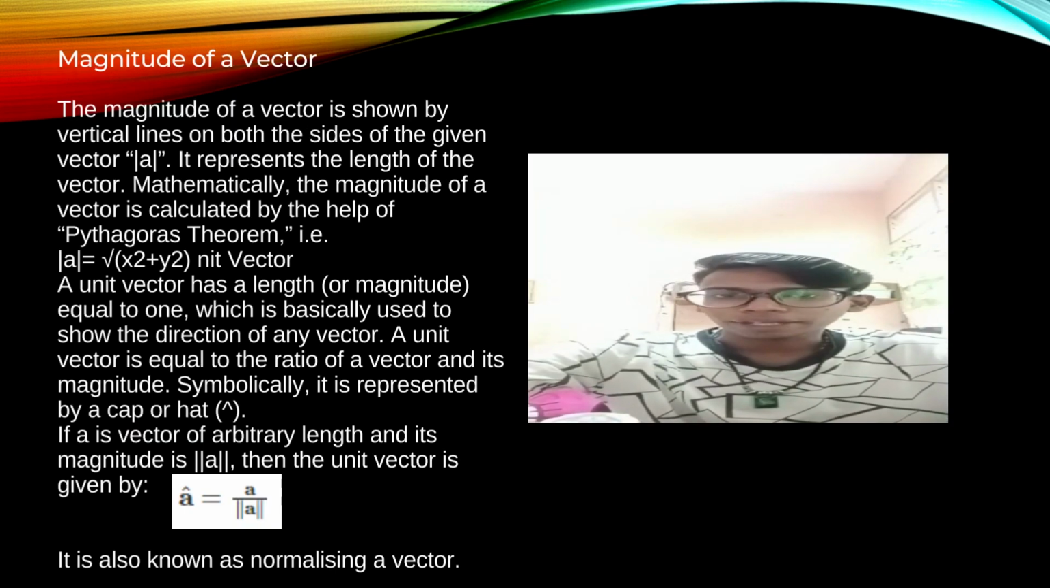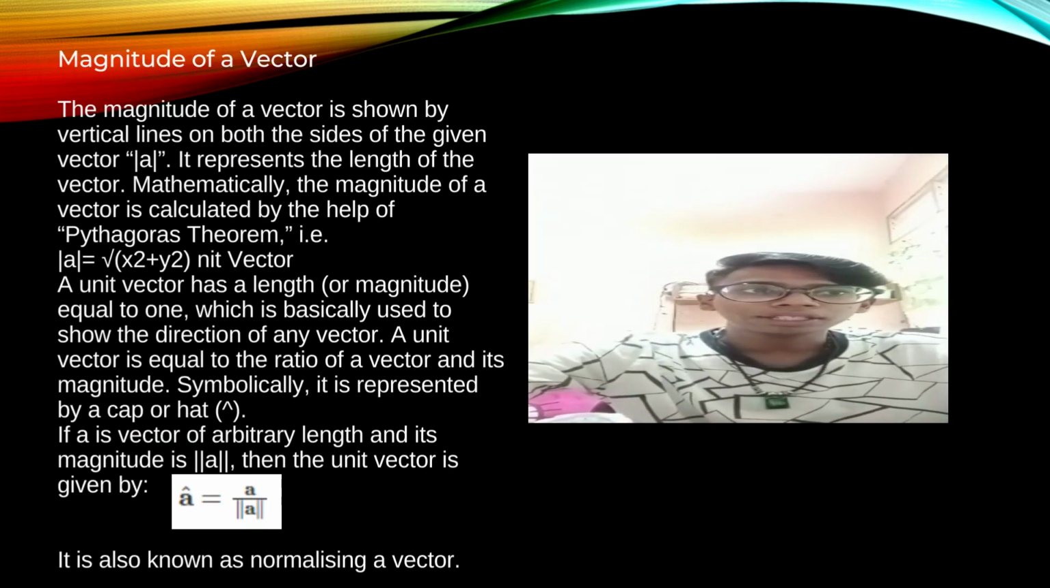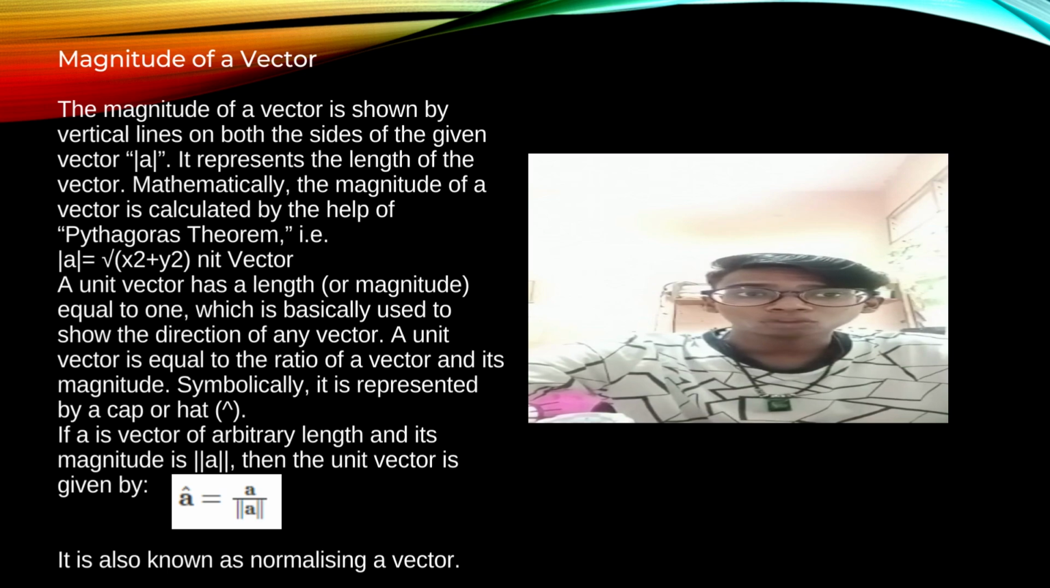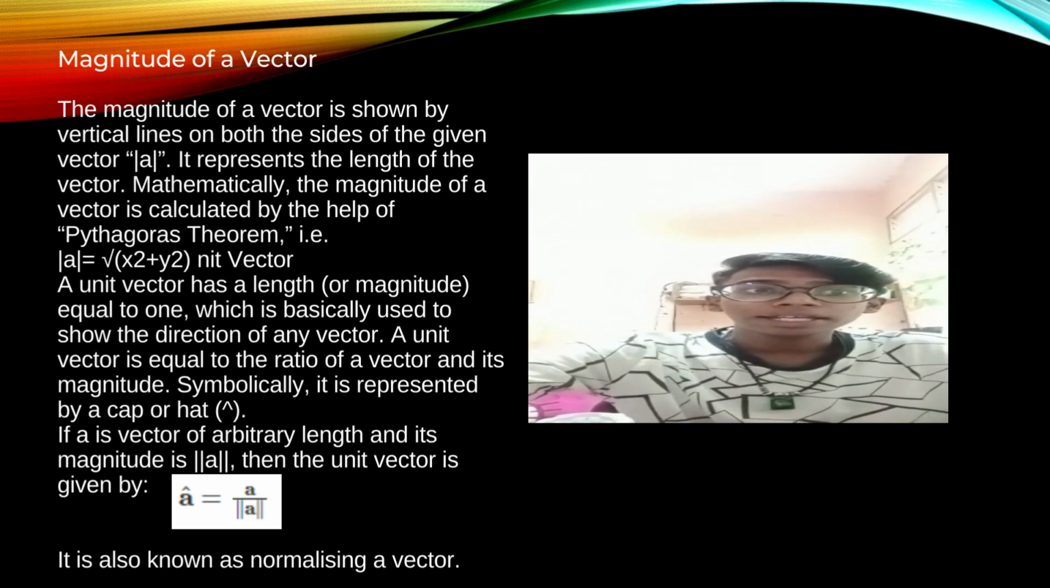Magnitude of a vector. The magnitude of a vector is shown by vertical lines on both sides of the given vector, modulus A. It represents the length of the vector. Mathematically, the magnitude of the vector is calculated with the help of the Pythagoras theorem. For example, modulus A equals the square root of (x squared plus y squared) for a vector A.